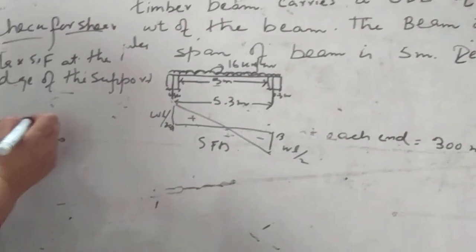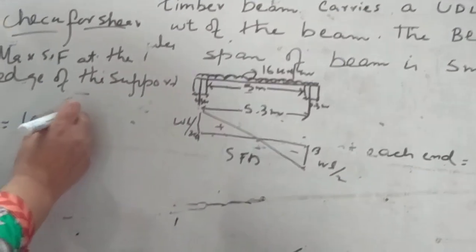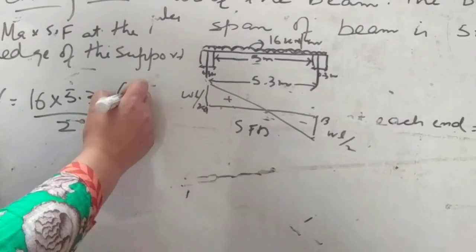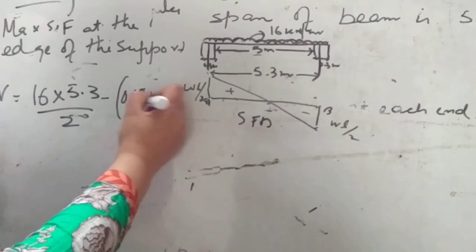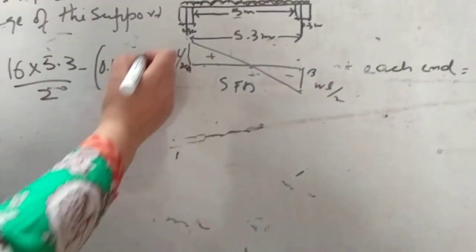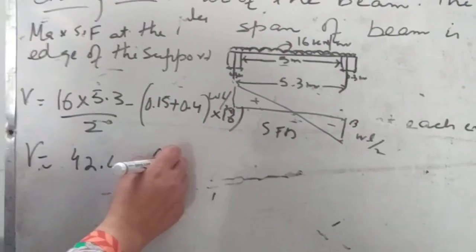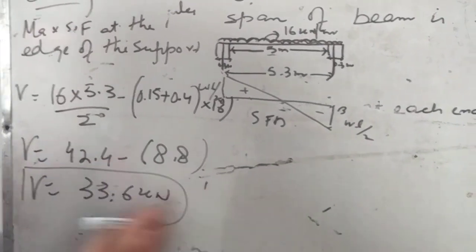So the value of the shear force will be: your load is 16 into the whole span, effective span 5.3, by 2, minus, as we have to determine at the edge, bearing 0.15 into depth 400 mm into your load, that is 16. On solving you will get 42.4 minus 8.8, it will come out as 33.6 kilonewton. So this is the value of the maximum shear force at the edge.